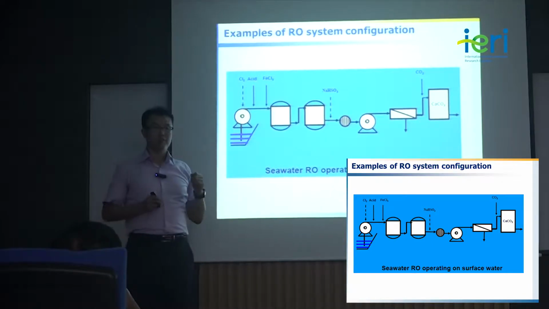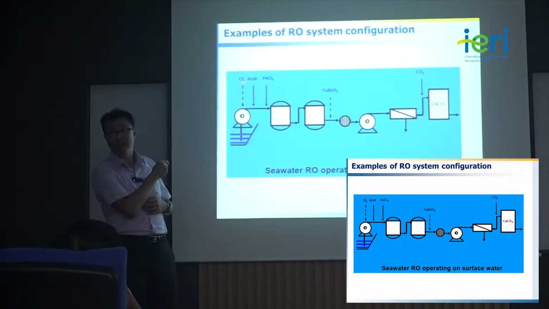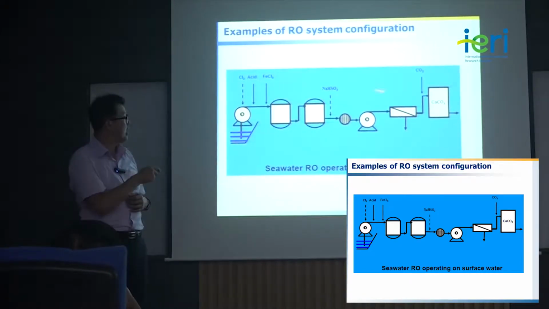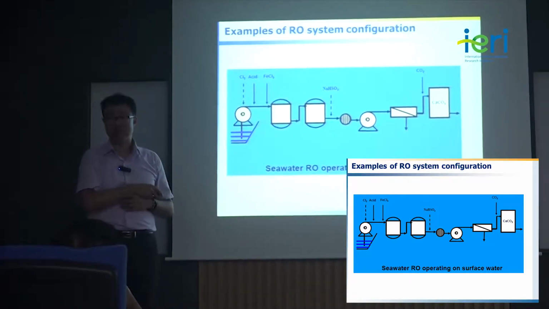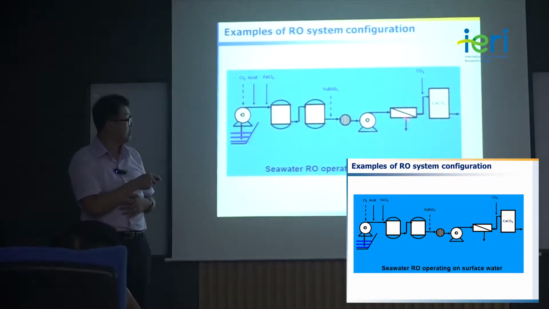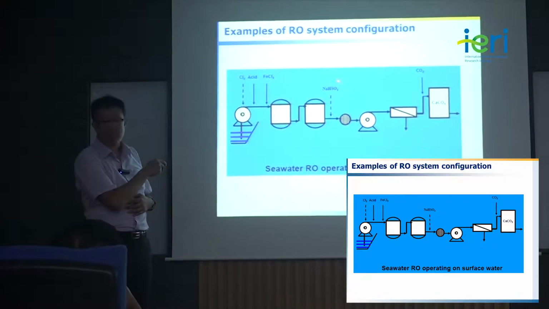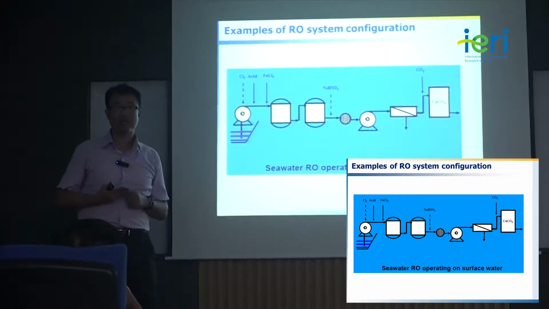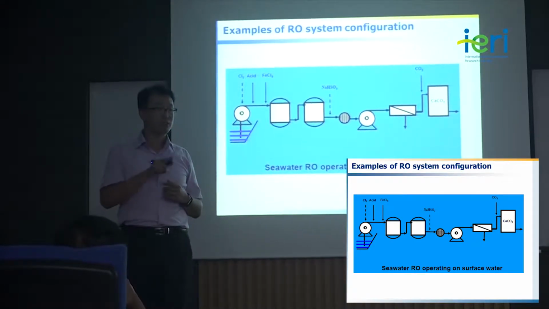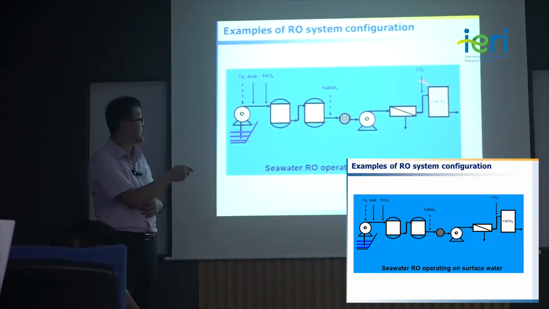And for disinfection of seawater, we need to add chlorine to the seawater. In that case, this chlorine may harm the reverse osmosis membrane. So we need to remove chlorine before it reaches the reverse osmosis membrane. So we add this chemical, called sodium bisulfite, or SBS for short, to remove chlorine and protect the membrane.